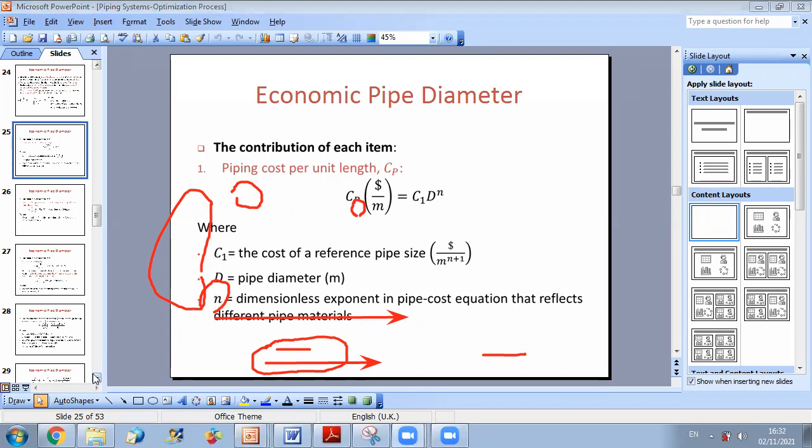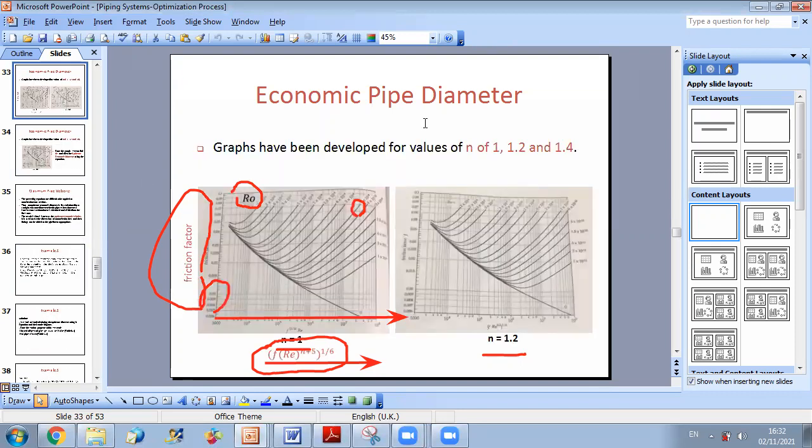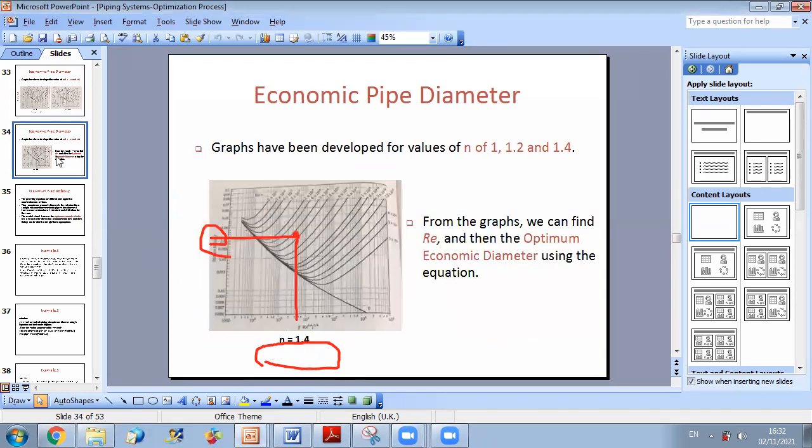We can see here that, knowing the value of n, I can go to the chart and compute the value of f times Reynolds to the power n plus 5, all to the power 1 over 6, and I get the roughness number for my problem, and this will allow me to read the value of the friction factor. We will do this in examples to see how to apply it. Now, graphs have been developed for different values of n, including 1, 1.2, and 1.4.